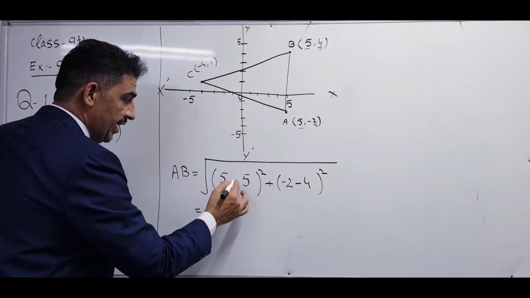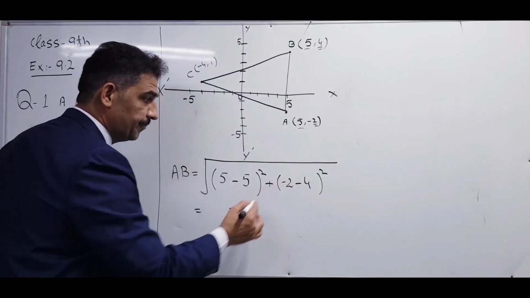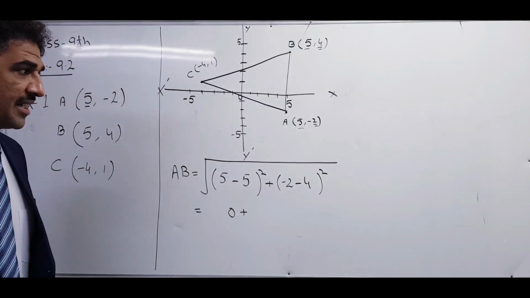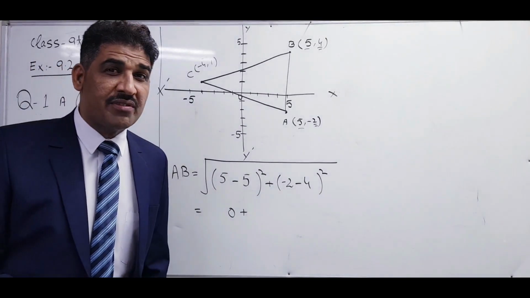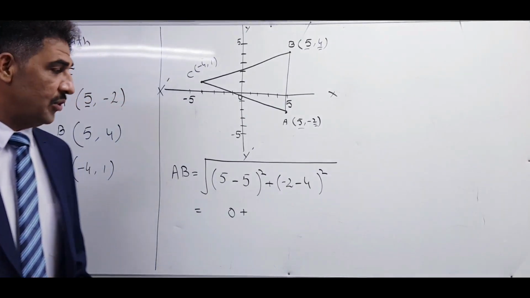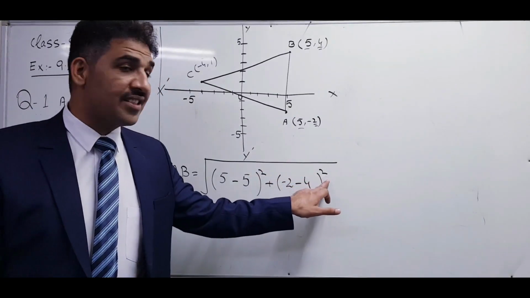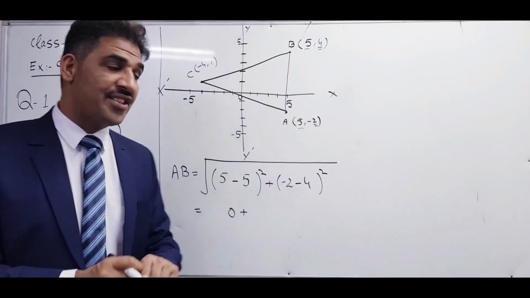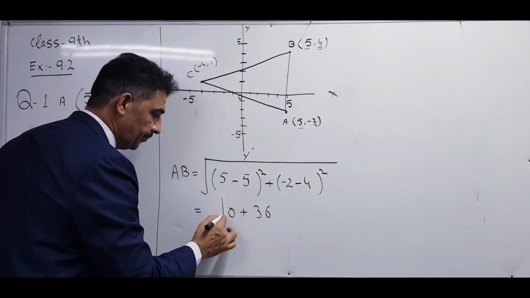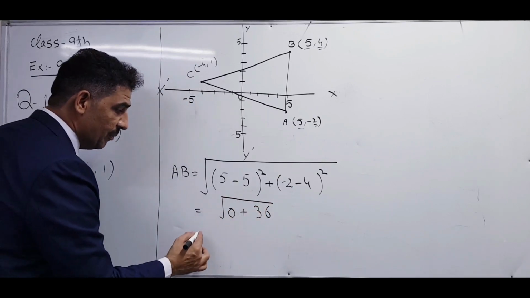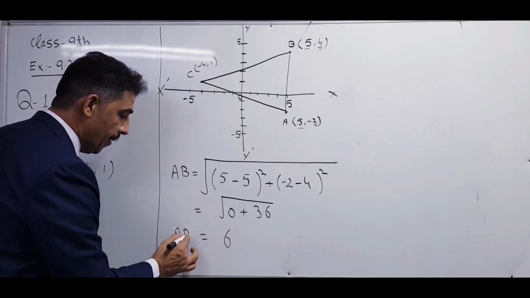Then we will simplify. Here we will get the answer. What is that? 0. Good. Plus, minus 2 minus 4 is minus 6. And what is the square of minus 6? Negative 36 or positive 36? Positive 36. Good. Because when the exponent is even, the negative sign is removed, because minus into minus is plus. So we write 36. And what is the answer? 0 plus 36, its square root is equal to 6. This is the value of AB.